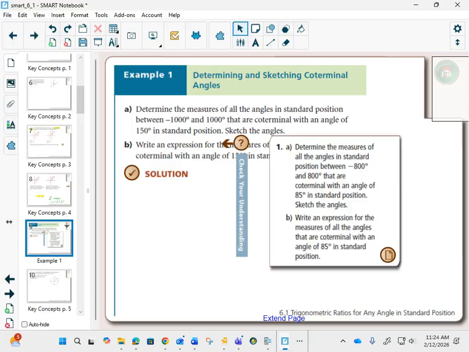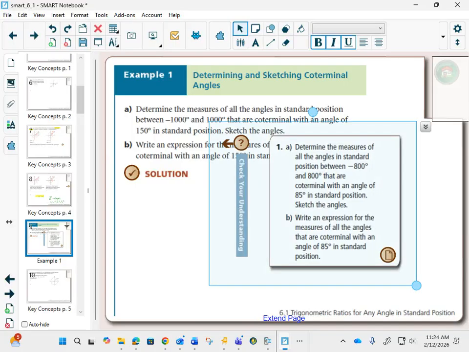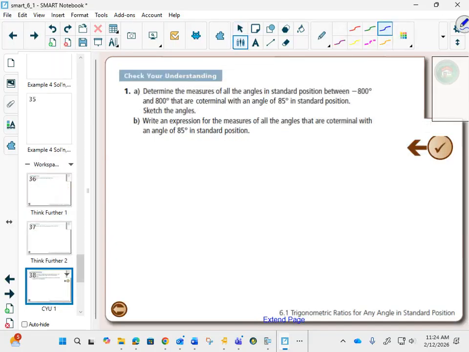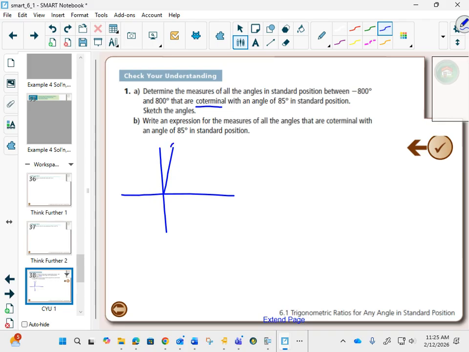Example. Determine the measures of all the angles in standard position between negative 800 degrees and 800 degrees that are coterminal, in other words, end at the same place as 85. I'm going to draw 85 degrees right now here in blue. This is 85 degrees.